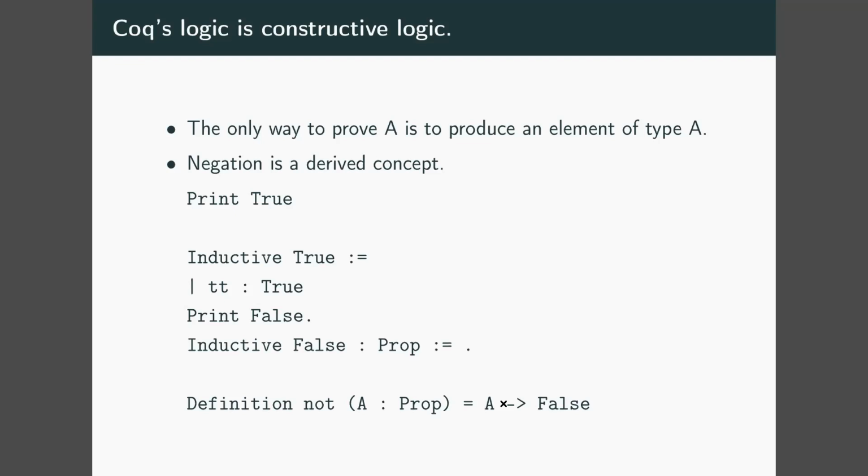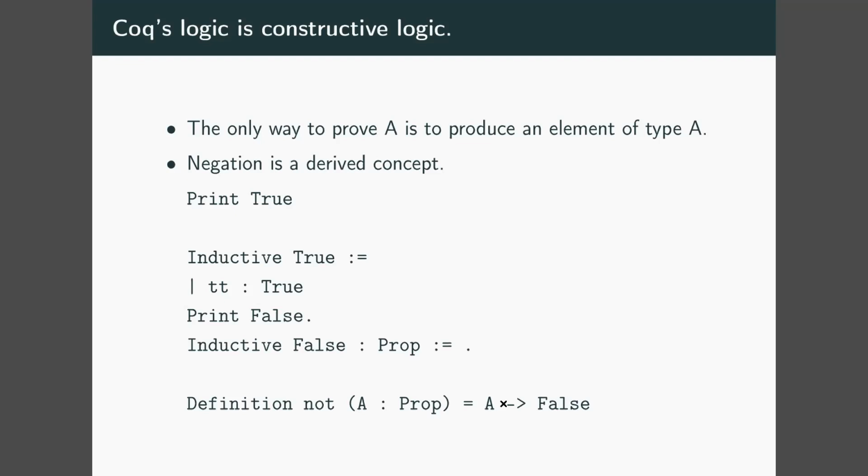Take the case of the identity function on false. You can define the identity function on false. I have not produced an element of type false, but I do have an identity function on false. So that's an example of how that function could produce false. But there are more interesting examples.